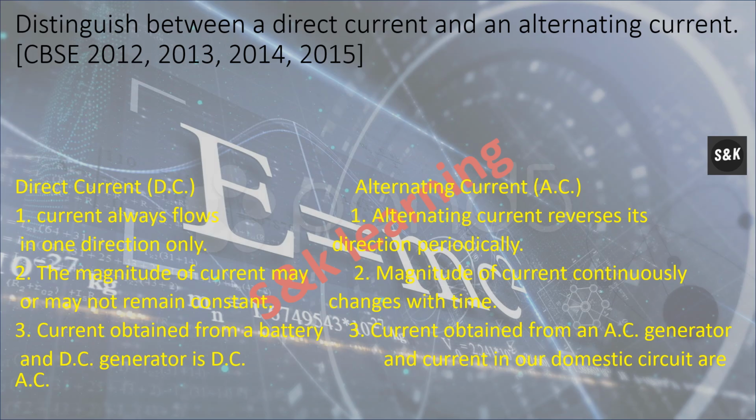Distinguish between a direct current and alternating current. Direct current always flows in one direction only. Alternating current reverses its direction periodically. The magnitude of direct current may or may not remain constant, while the magnitude of alternating current continuously changes with time. Current obtained from a battery and DC generator is DC current. Current obtained from an AC generator and current in our domestic circuit are alternating current.